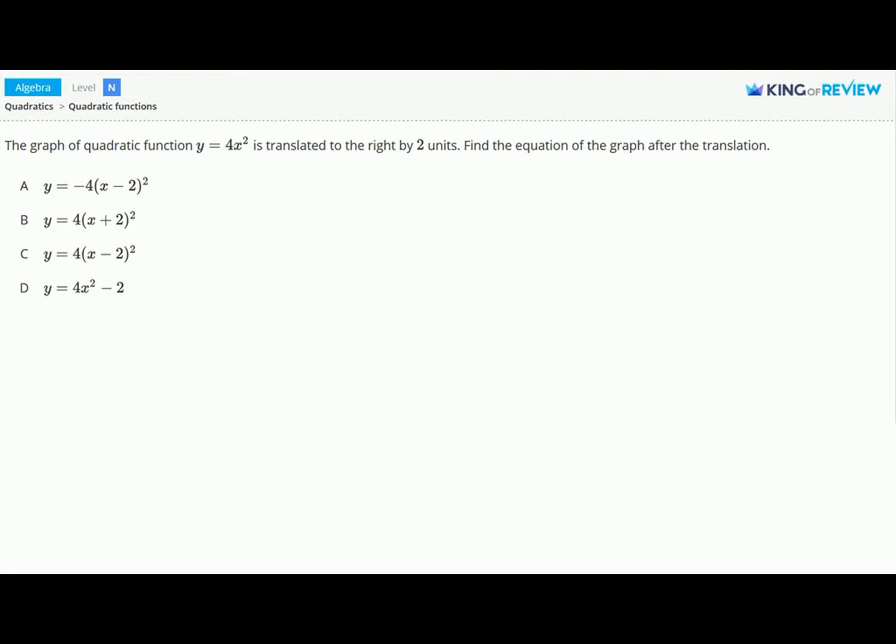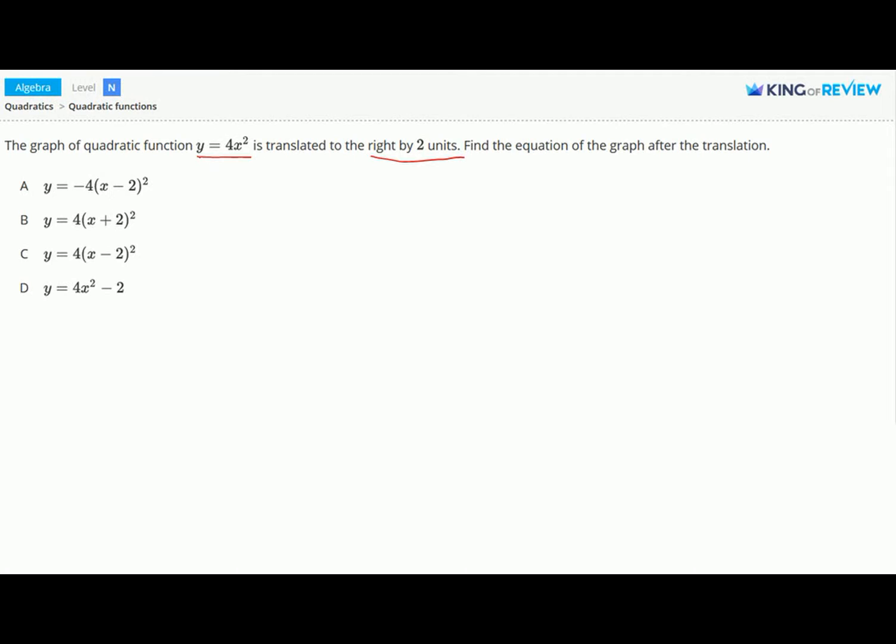The graph of a quadratic function y equals 4x squared is translated to the right by 2 units. Find the equation of the graph after the translation. So we have our parent graph here, y equals 4x squared, and this graph will be translated to the right by 2 units. This represents a horizontal translation because it's moving to the right by 2 units.